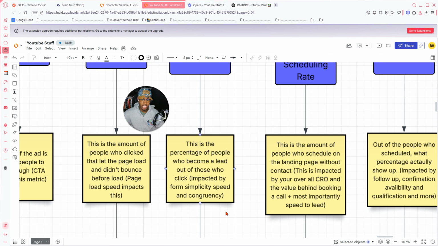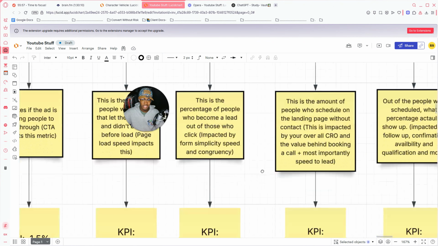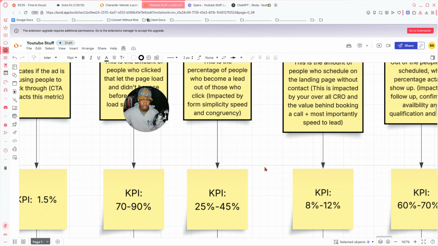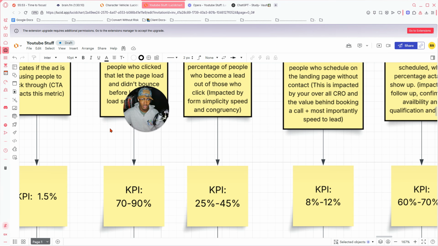And this is impacted by how simple your form is, and speed, how fast it loads, and then also congruency. Is it connected to what you were talking about on the ad before they got here? Is it the same idea they had in their mind of what they were going to see when they got on this page, based off of what you told them and showed them on the ad? Like Alex Hormozi says, it's great to show an image or a video really of what it looks like once they get on the landing page and what it looks like to opt in on the actual ad, so it's exactly what they're expecting.